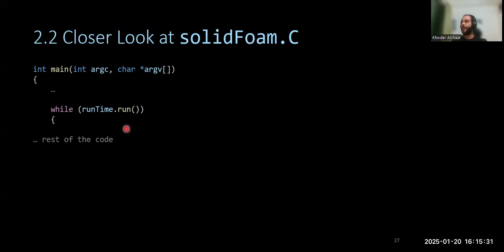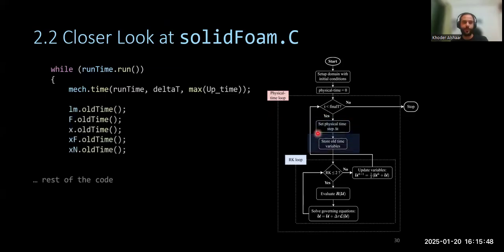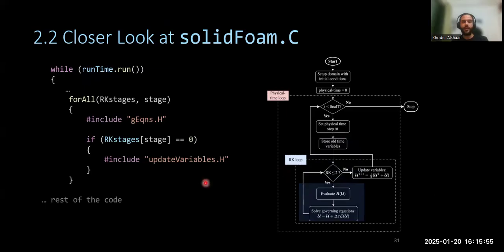So we'll take a look at the higher level solver, solids4Foam, where the main function has the physical time loop here, which will first, according to the flowchart, set the time step, the physical time step, because we're still talking about the single time step here. We're not talking about the dual time step. It will store the old time variables, and then it will implement the Runge-Kutta algorithm, where we solve the governing equation twice, because we're using only two stages. Could be more, depending on your choice.